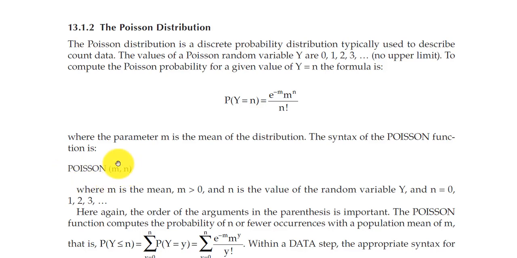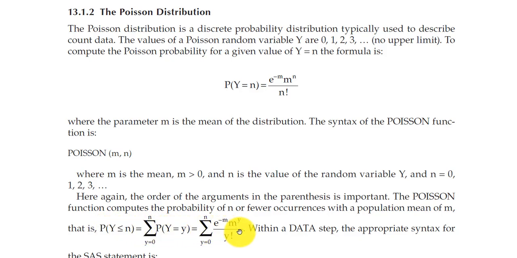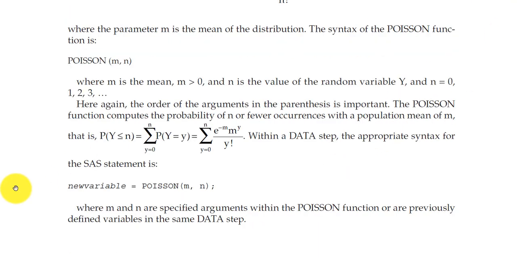SAS, using this Poisson function, is computing again a cumulative probability as we show here, so that if we're going to look at values from 0 to n, it's computing n plus 1 terms: the probability that y is equal to 0, 1, up to the value of n. For the new variable assignment, again define the new variable using the SAS naming conventions from Chapter 2. So it's new variable equals Poisson, m comma n, where n is the number of the variable y.